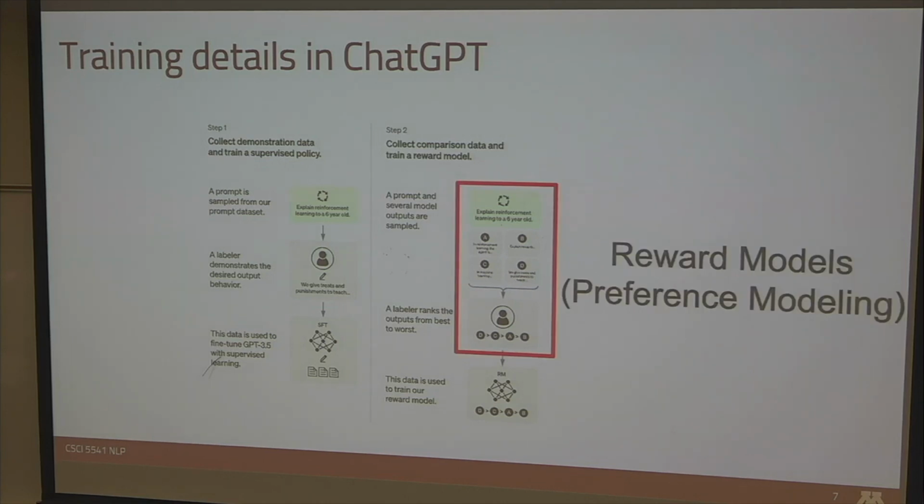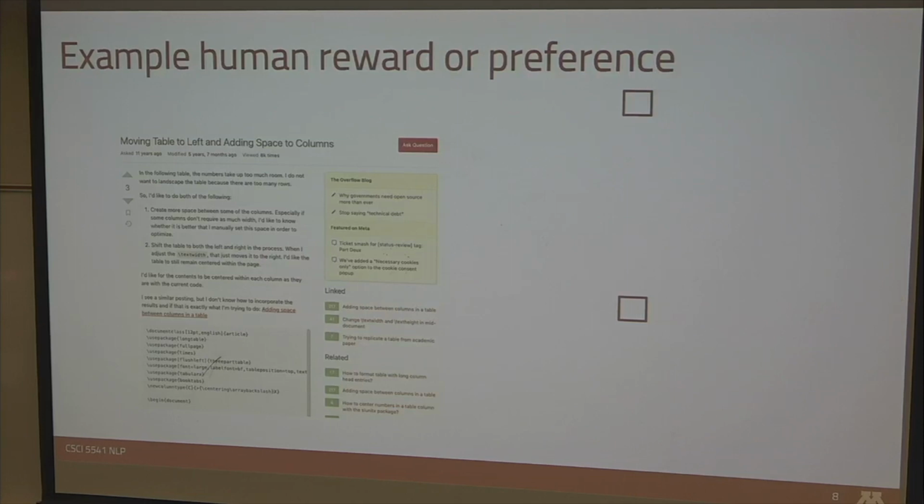This step is called preference modeling, and the outcome at the end of step 2 is the reward model, which takes the responses and generates scores, or the level of preference. Okay, and going back to your question, how do we actually gather these rewards or preferences?